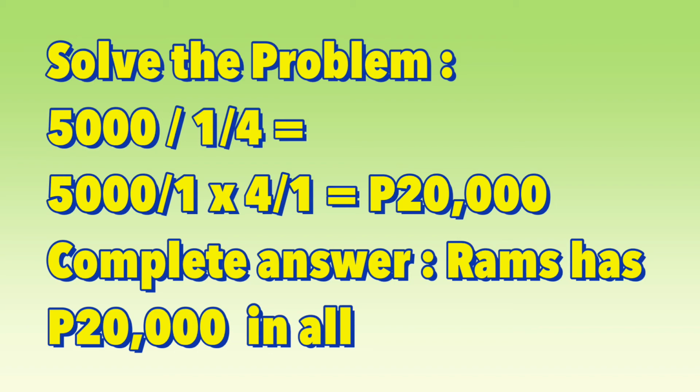To check, if 1/4 is 5,000, so therefore the 3/4, the hidden question, is 15,000. Then 5,000 plus 15,000, so we have 20,000, which is equivalent to 4 over 4. So therefore, since our answer is complete, okay, we're done.